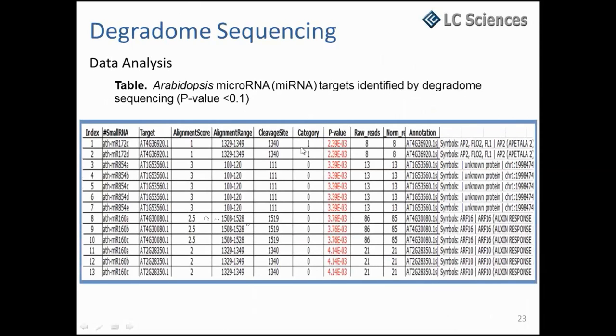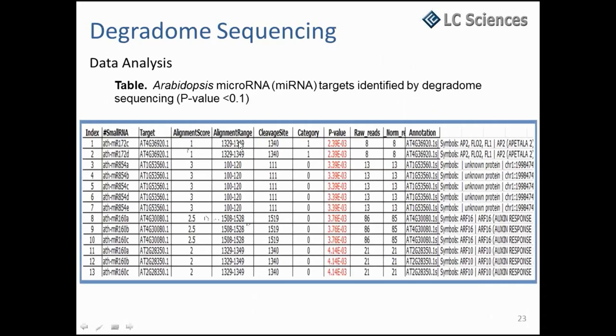So this is degradome sequencing data. After sequencing, we link the target messenger RNA to the small RNA. For example, this is the data for Arabidopsis. The microRNA ID is listed here, and the messenger RNA target is listed here. And we give the alignment score based on the mapping and the target prediction.